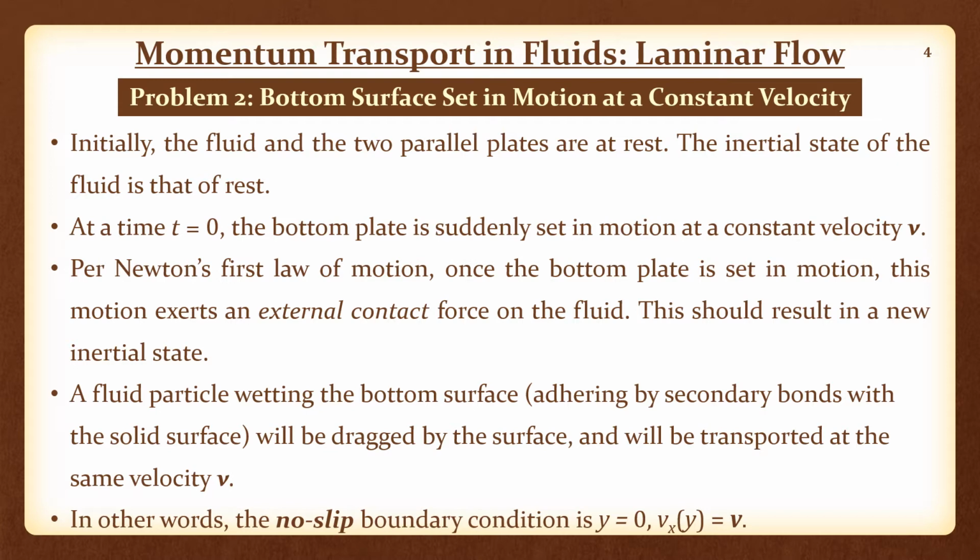So this no slip boundary condition will imply that at y equal to 0, remember y equal to 0 is the bottom surface and y equal to plus b is the top surface, the velocity of the fluid particles that are wetting that surface is given by Vx of y is equal to whatever is the velocity with which the bottom plate is set in motion.